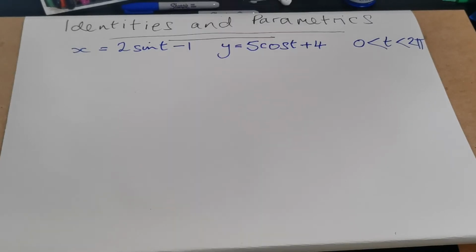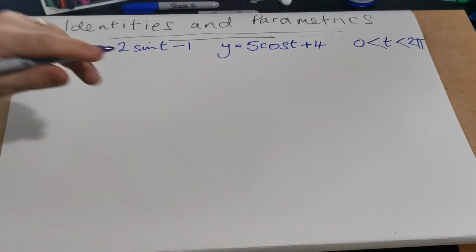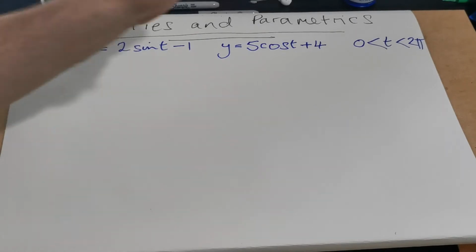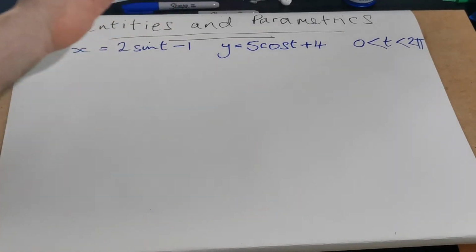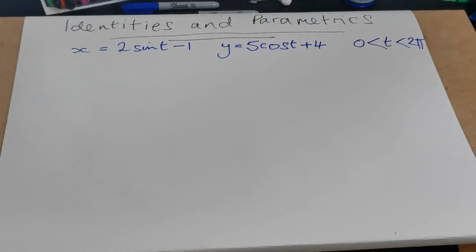Now, I'm going to start off thinking about how to eliminate t in both cases. Previously we made t the subject and then substituted one into the other. You can see here I'm going to end up with an arcsine, which if I do a cos of an arcsine, that's going to be really tricky. So let's choose a different method.